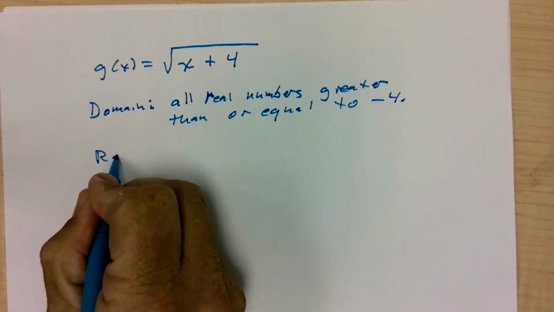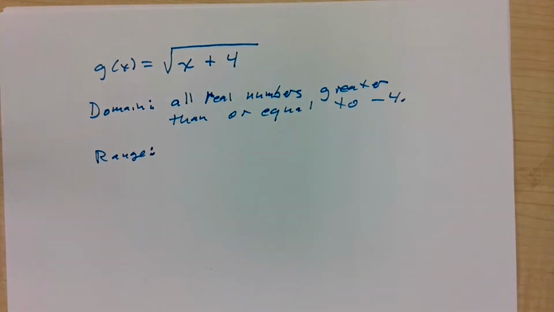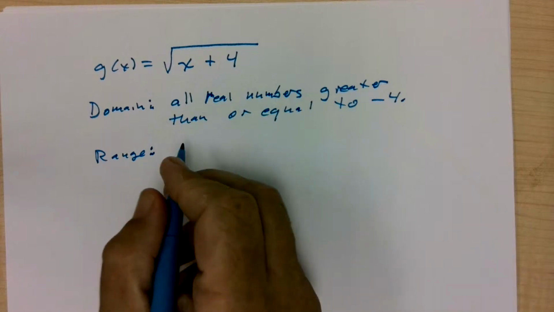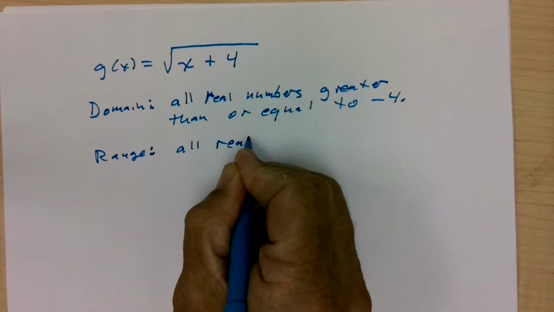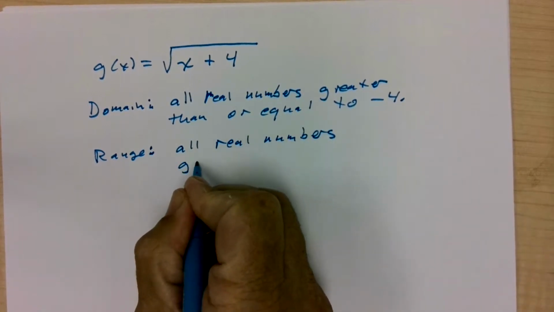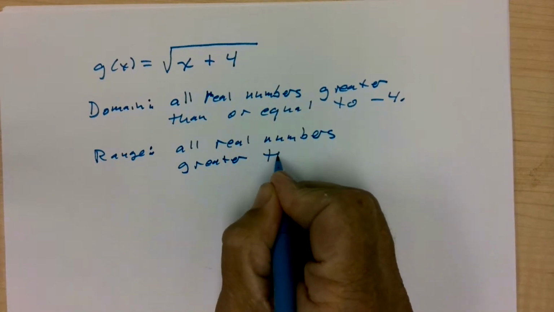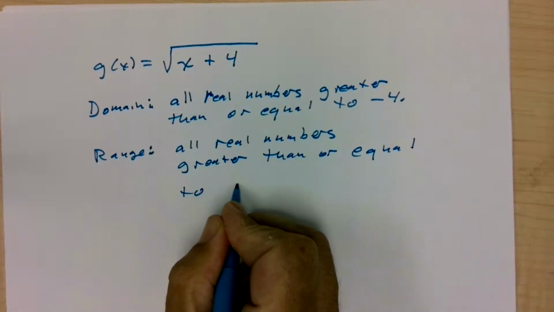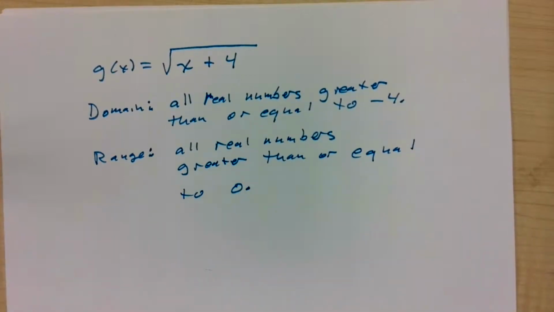Now the range, you've got to think about the range a little bit. Square root is always non-negative. The square root of something cannot be a negative number, but I could get 0 if I plugged in -4. -4 plus 4 is 0. Square root of 0 is 0. So the range of this starts at 0 and it gets as large as you want it to get. So all real numbers greater than or equal to 0.